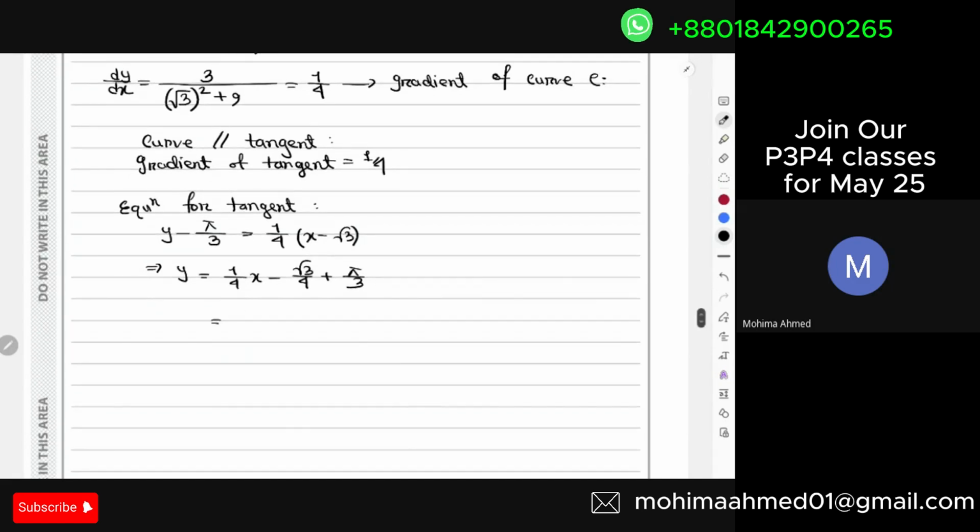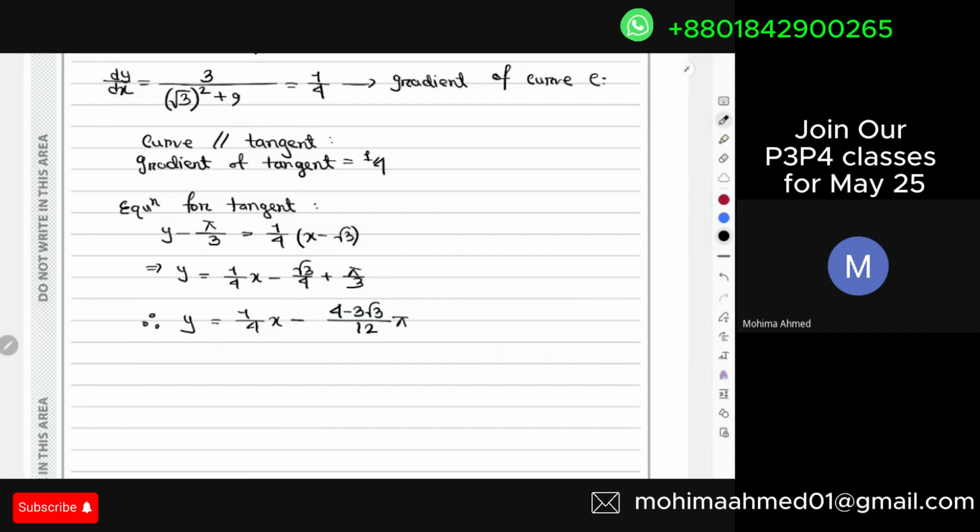So finally you can write the equation as y equals 1 by 4 x, and this is going to be minus root 3 by 4 plus pi by 3. You get this as an entire expression value, like a 4 minus 2 root 3 type of value. So I can write this as (4 minus 3 root 3) divided by 12 pi. Okay, this is the equation.